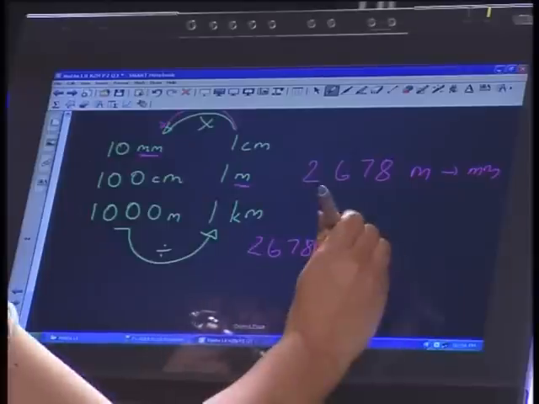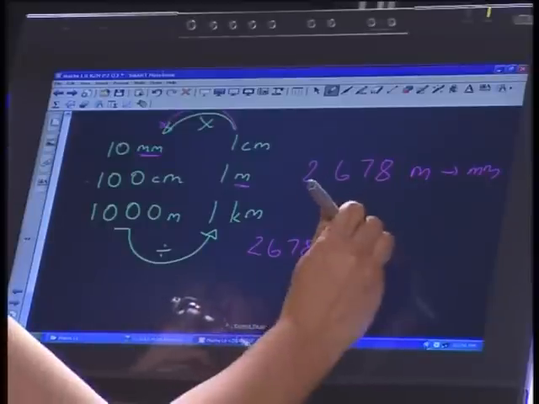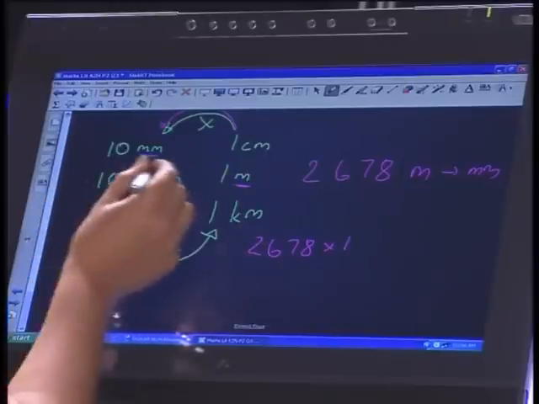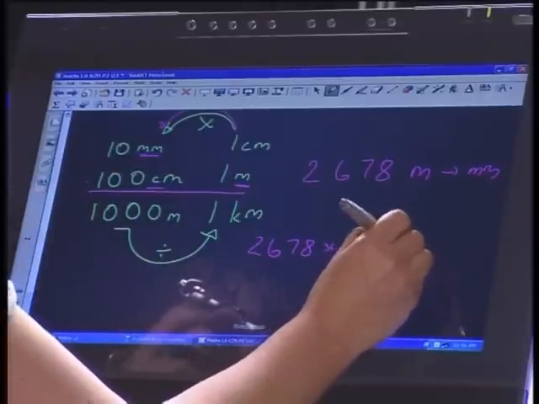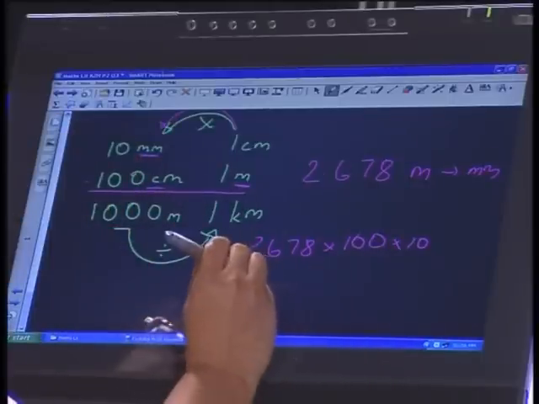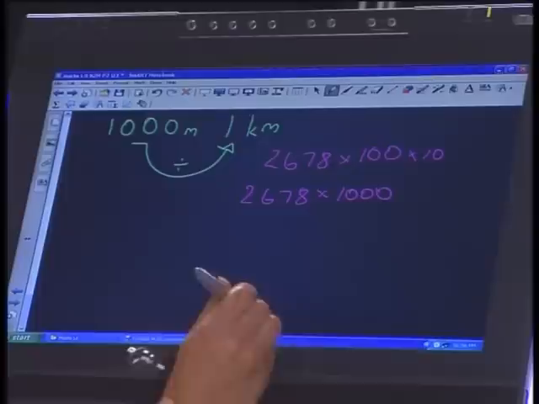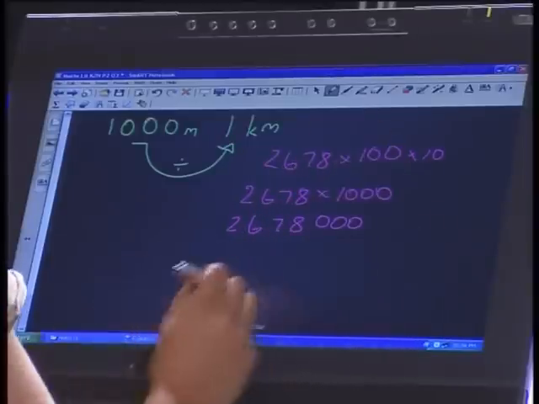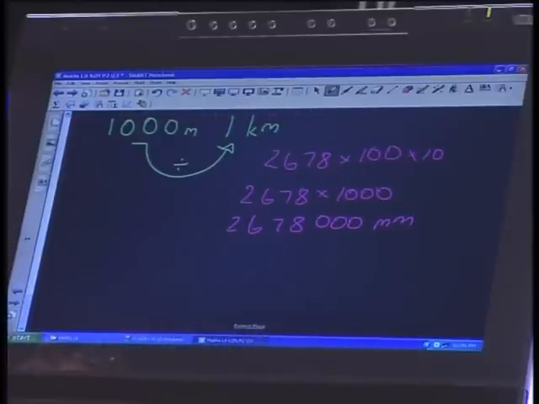Which times? By how many? My first step, how many am I going to multiply by? I think it's 10. My first step is going from meters to centimeters. Remember, I'm starting at meters, so my meters is this step. I'm going to times by 100. And then my second step is times by 10. So in this case, I'm going to say 2,678 times by 1,000. Are you happy with that, sweetie? Yes. Okay, and we can just add the zeros, and don't forget your units. That was millimeters.